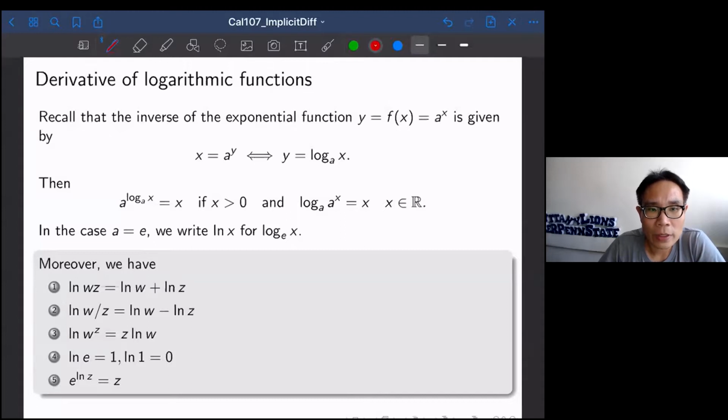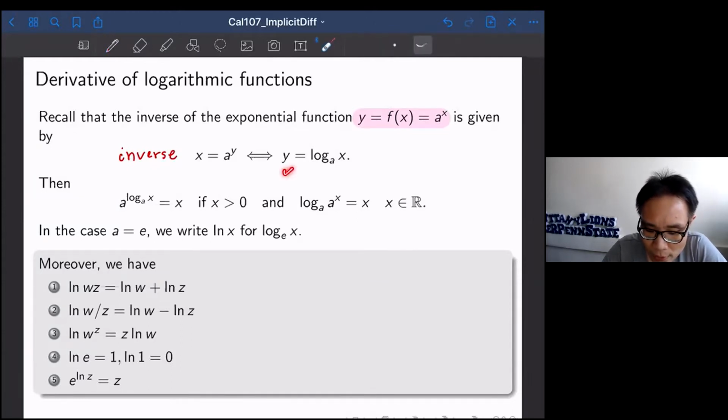In this video, we're gonna talk about the derivative of the logarithmic function. So first of all, we're gonna begin by talking about the exponential function. We learned how to differentiate the exponential function before, and the exponential function is f(x) equal to a to the x. And we're gonna find the inverse of this exponential function. So the inverse will be given by x equal to a to the y, or you may write this in terms of y equal to log x base a.